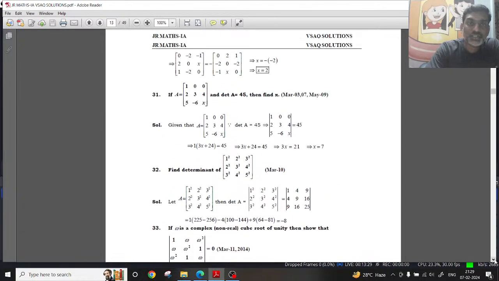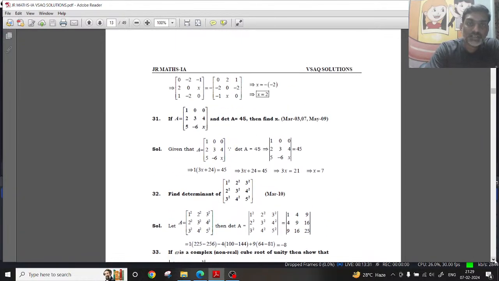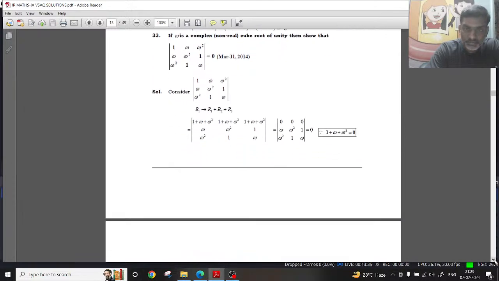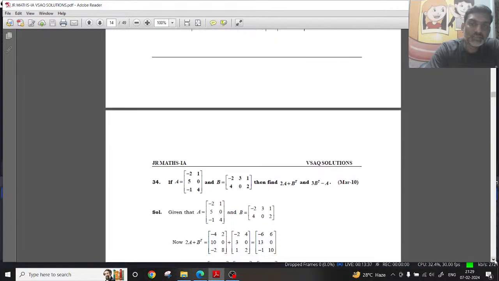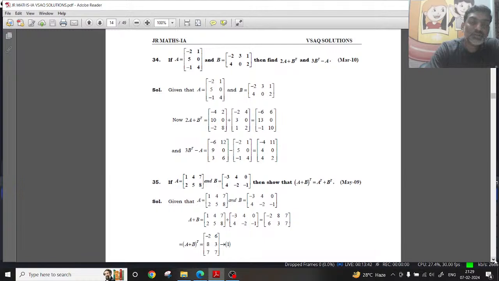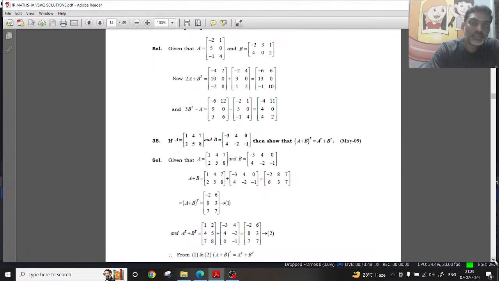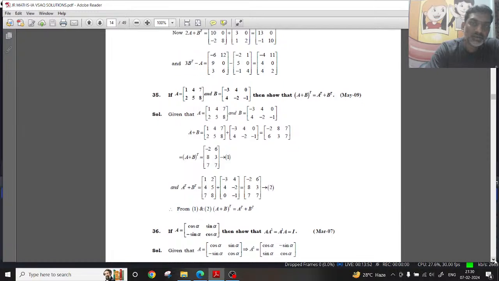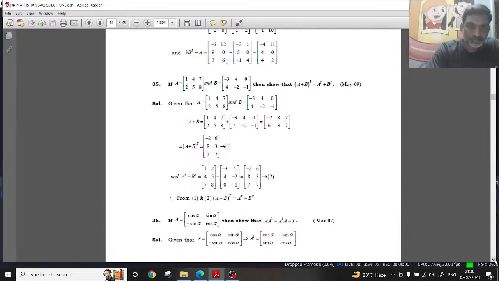Here different model questions are there. 31 is one kind of question, 32 is another kind of question, 33 is another kind of question. But these are all related to determinants, so determinant questions are important. Next, question number 34. Here A is given, B is given, 2A plus B transpose and 3B transpose minus A. Yes. And 35 is also an important question, but just the substitutions.